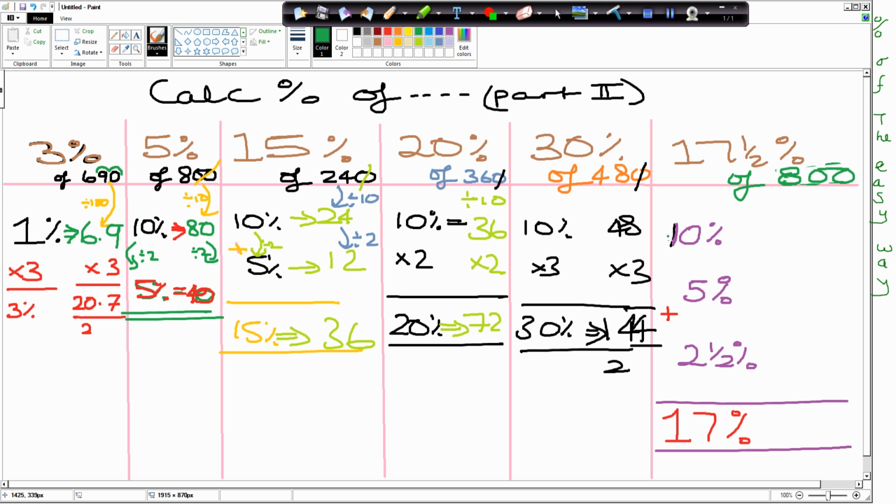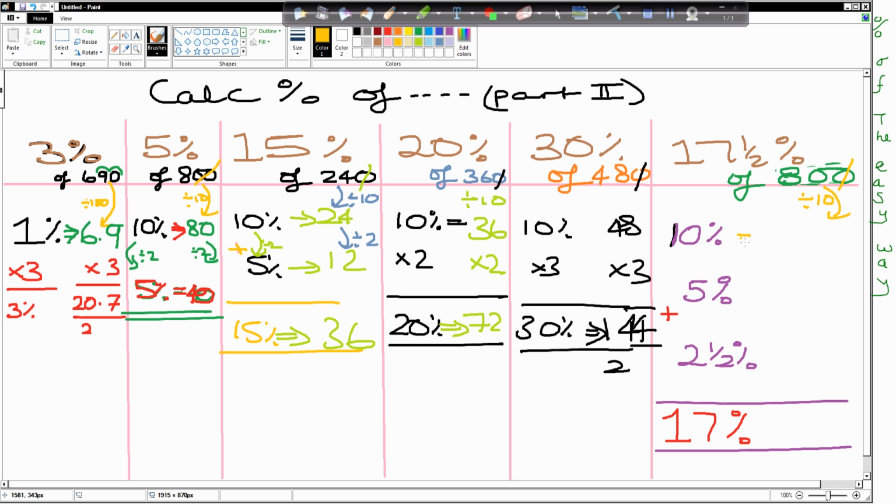Okay, to work out 17.5%, 17.5 is made up of 10, add 5, add 2.5. 10 add 5 is 15, 15 add 2.5 is 17.5. So now, let's see how we do that. We know that to work out 10%, we divide by 10. So we remove a 0. So 10% becomes 80.